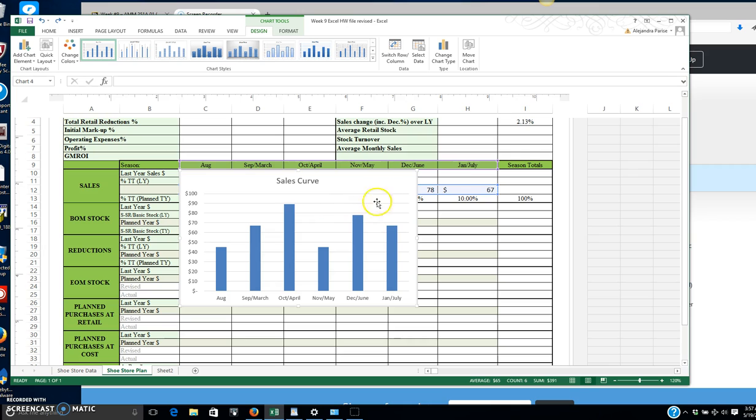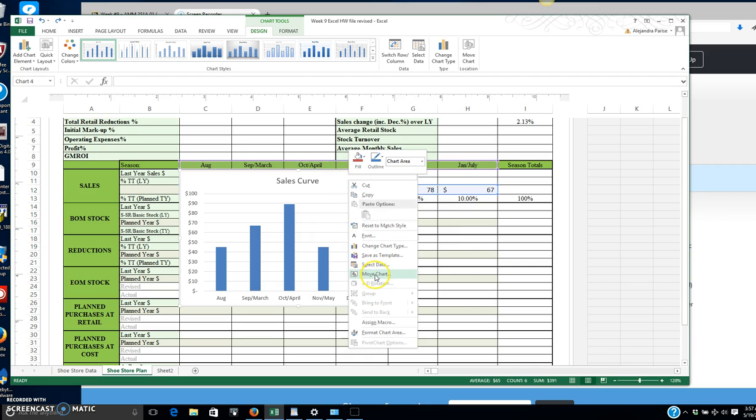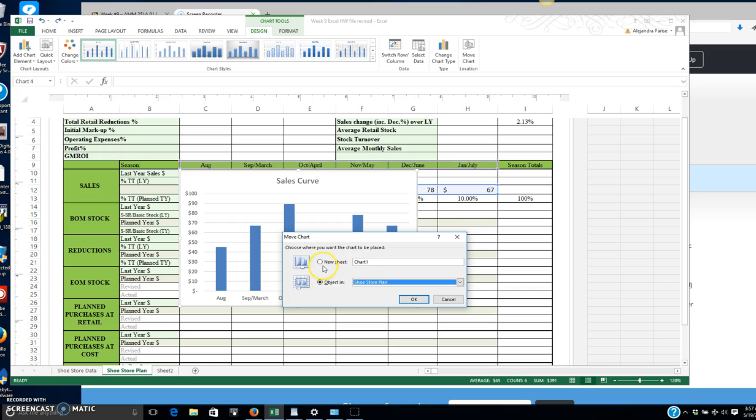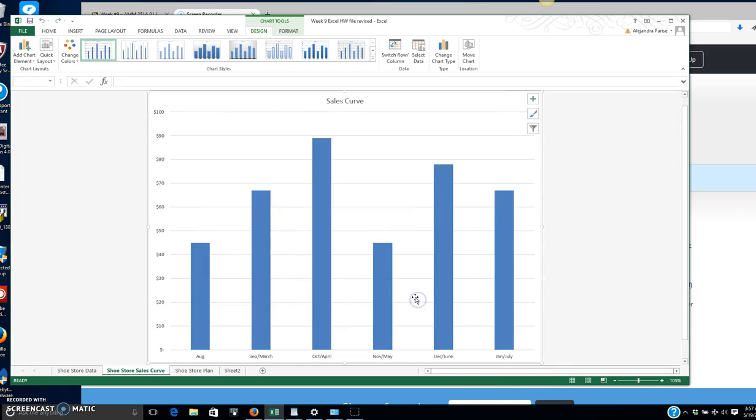Once you're done with that, and you can pick whatever color you want, you're going to go ahead and move the sheet. So you're going to move chart, and it's going to get it to a new sheet. So it's going to be a whole new worksheet, and you're going to name it Shoe Store Sales Curve. And click OK. See, and it gets its own worksheet. Okay.